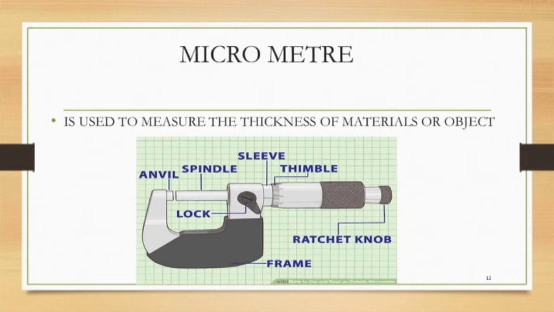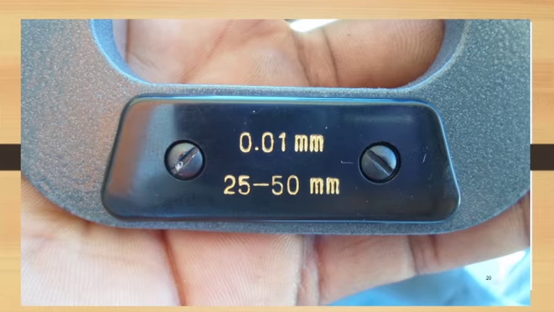A micrometer is very much complicated compared to the vernier caliper. And when you buy them, they come in different ranges. The first one is going to be from 0 to 25, then from 25 to 50. The other one is going to be from 50 to 75, from 75 to 100. So it will depend on which instrument you are going to use.